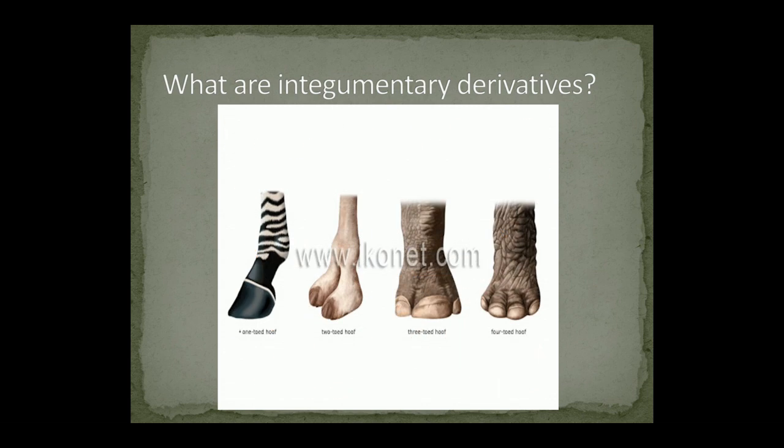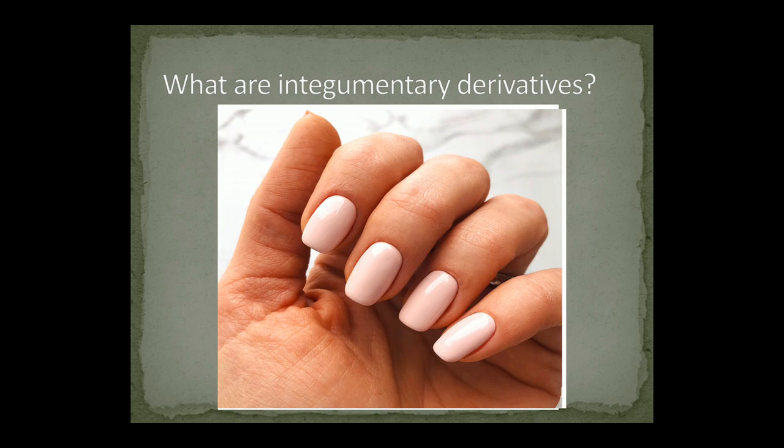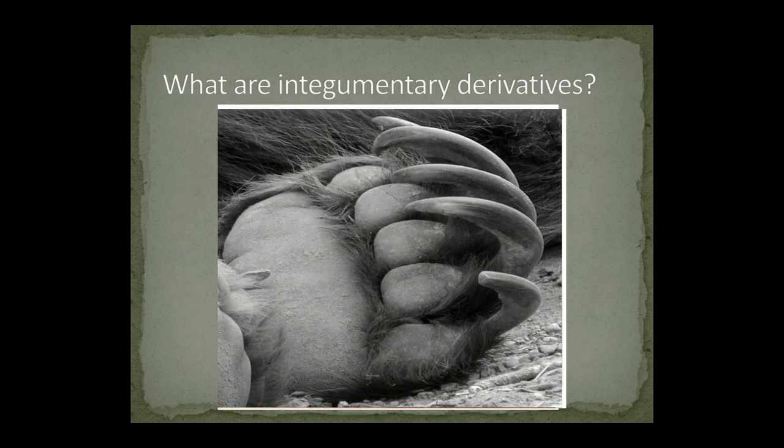Hoofs are seen in case of ungulates. Hoofs are also integumentary derivatives. In case of mammals, some of the mammals have hooves, some of the mammals have nails. Or say for example claws, some of them have claws instead of nails. If they are large and curved, they are called claws. If they are flat, they are called nails.